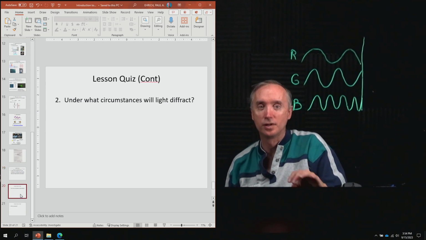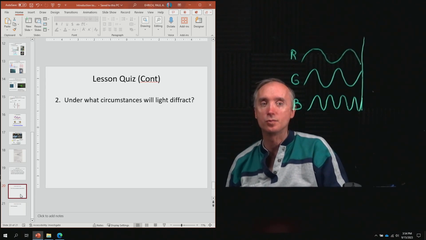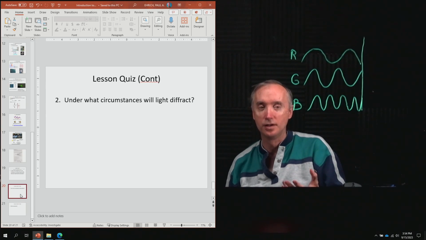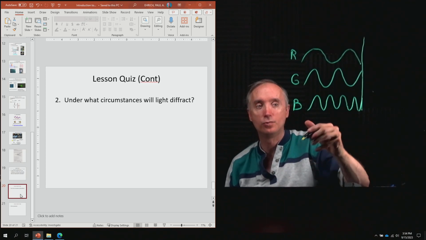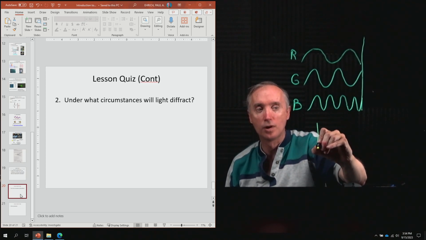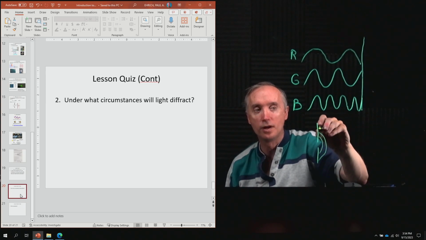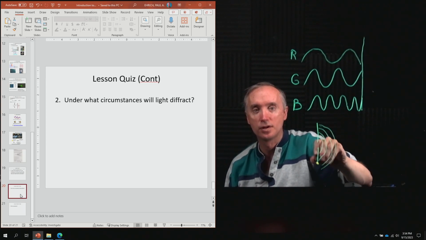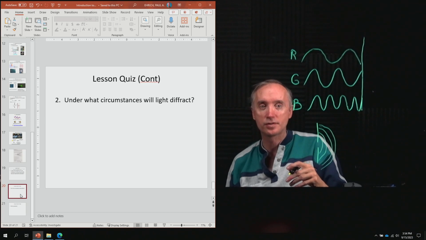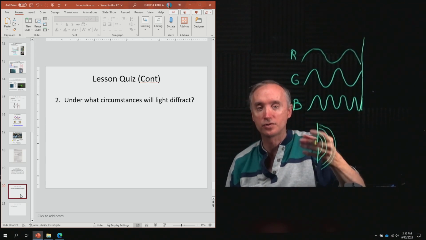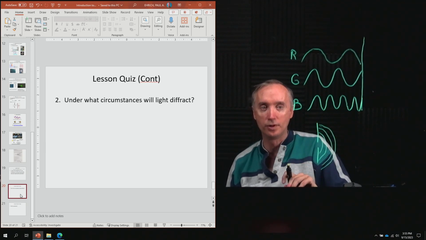Question number 2. Under what circumstances will light diffract? So we need to remember, what is diffraction. Diffraction is the bending of a wave when it goes around something. And so we showed how a wave, when it encounters a slit, is going to open up like this. So under what circumstances it is going to control how much it's going to open up.